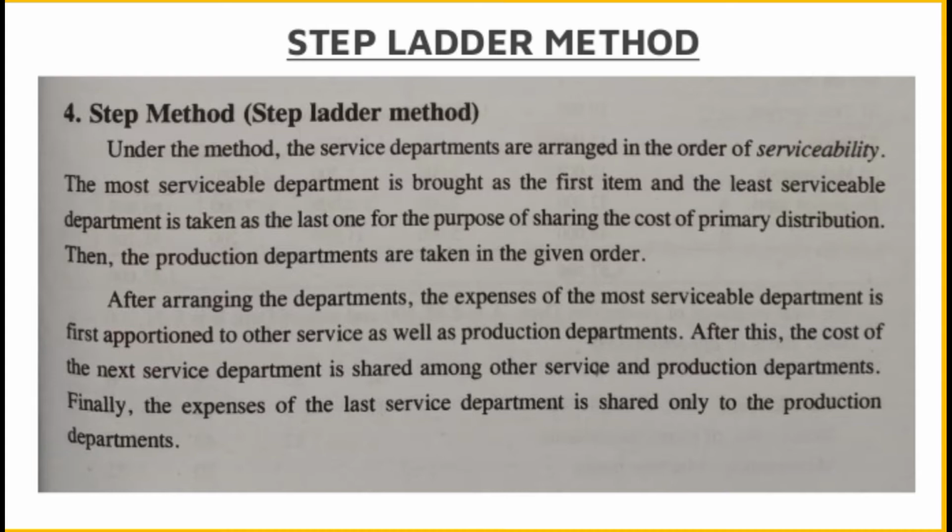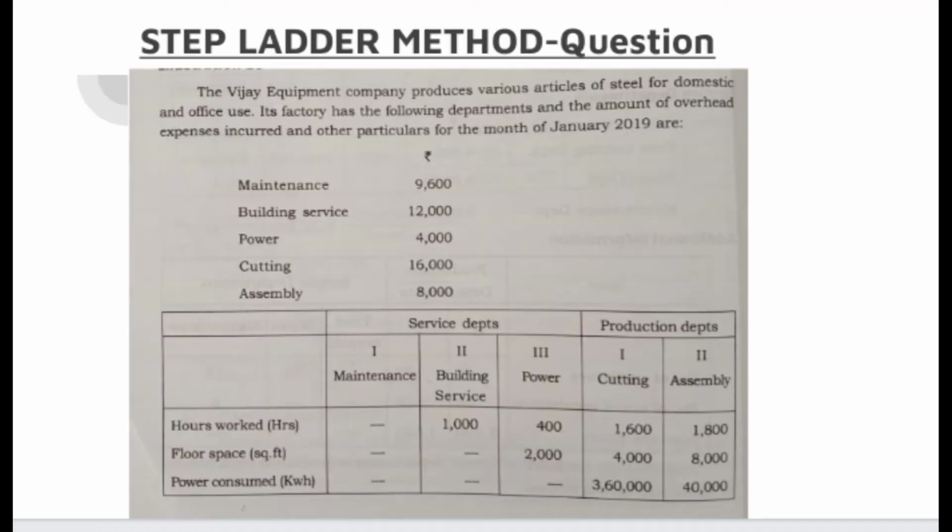The expenses of the most serviceable department are first apportioned to other service departments and production departments. After this, the cost of the next service department is shared among other service and production departments. Finally, the expenses of the last service department are shared only to the production departments. This method is known as the stepladder method because the shape of the apportionment chart under this method looks like the steps of a ladder. Let us discuss one problem.